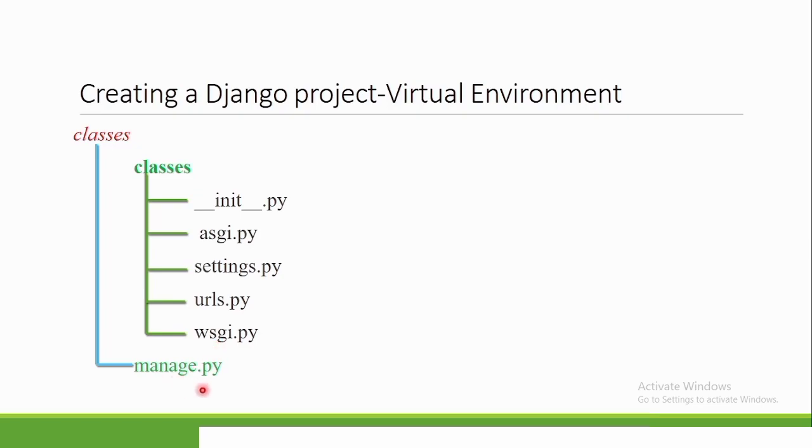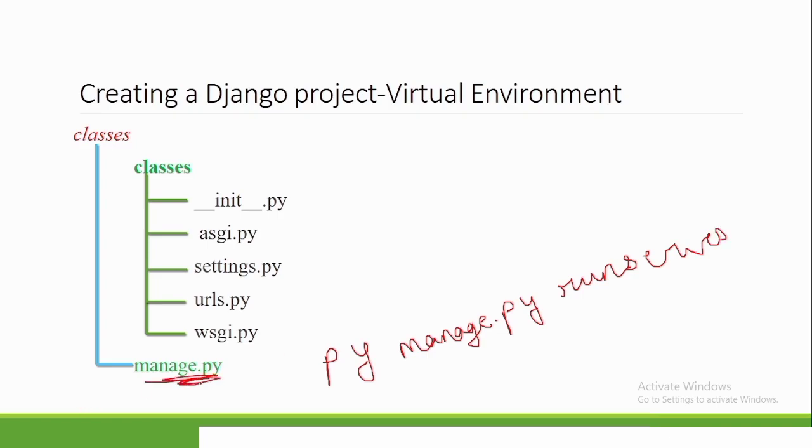Okay. And this manage.py file is a command line utility file. This is used to run the project and to do a lot of other activities. So remember, whenever you are running the project, what was the command? py manage.py runserver. You will run the command from the folder where the manage.py file is. So first you have to navigate to the folder where there is a manage.py file, and from that particular folder you will run this particular command.